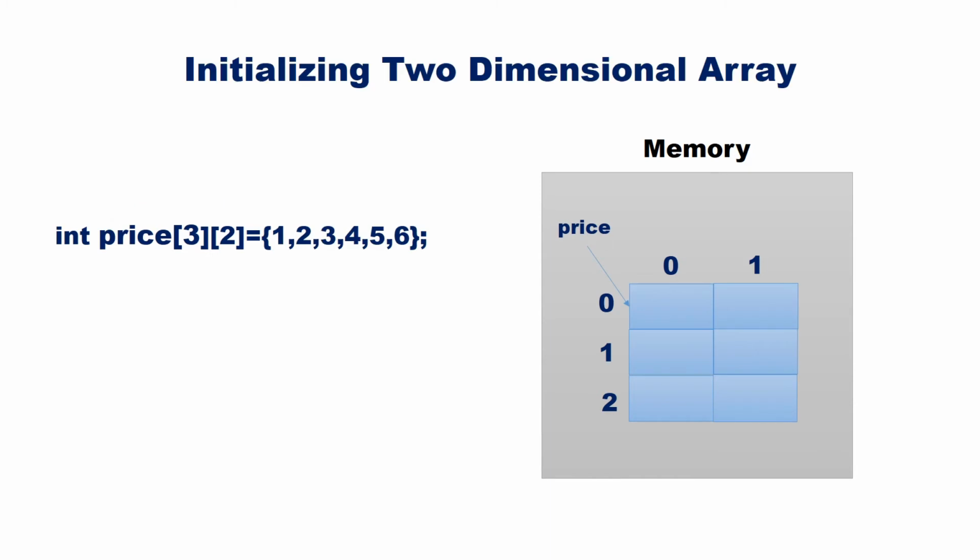Let us see how to initialize a two-dimensional array. In order to initialize two-dimensional arrays, there are 2 methods. The first method is we can initialize a two-dimensional array by simply specifying the elements in 2 curly braces. How are the elements stored in the array? The first element is stored at location 0, 0, the next element at 0, 1, next at 1, 0, next at 1, 1, next at 2, 0 and the last element at 2, 1. All the elements will be stored in a consecutive fashion.